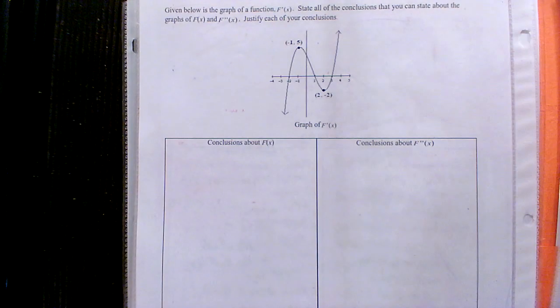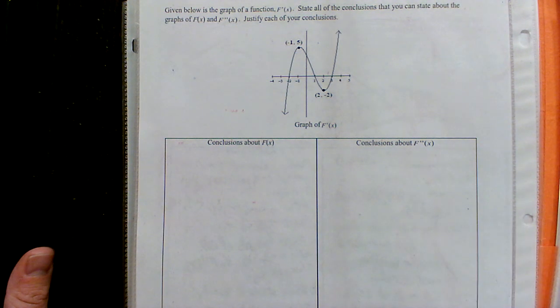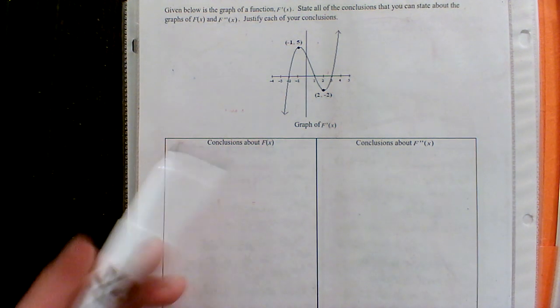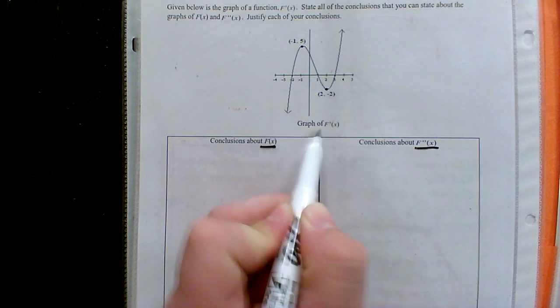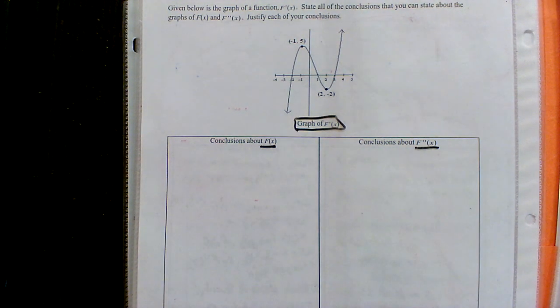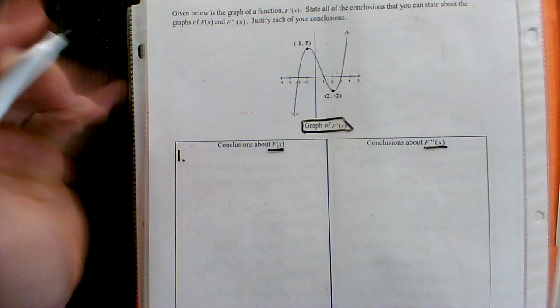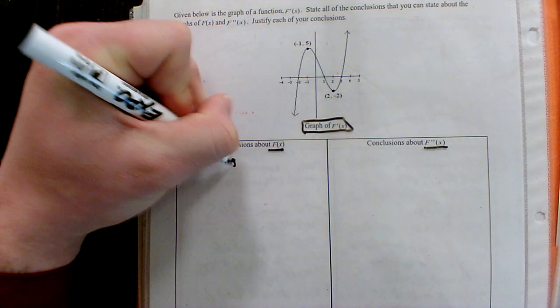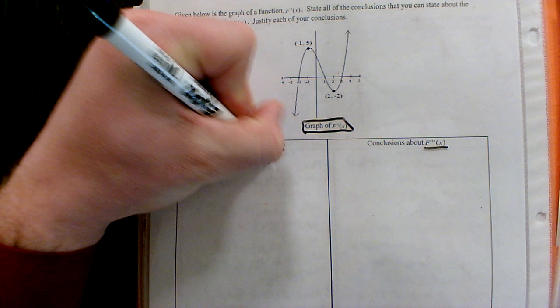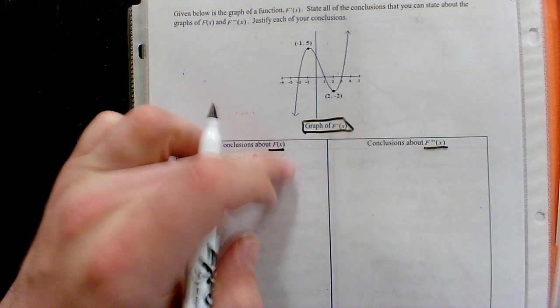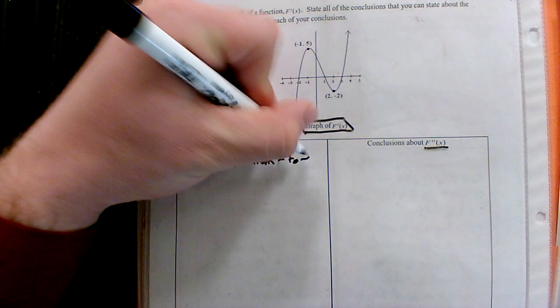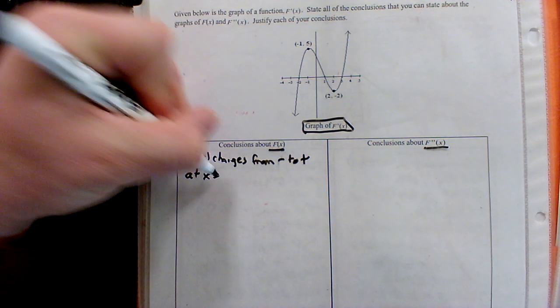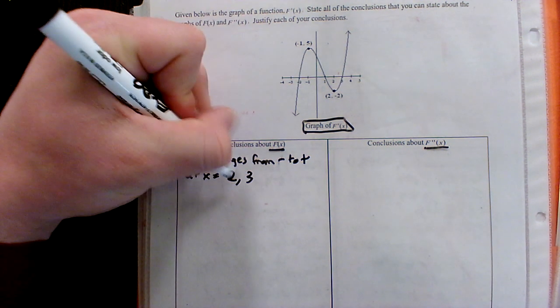So now we're looking at the graph of the first derivative. So what they want us to do on the back now is state anything that we can tell about the original function or anything we can tell about the second derivative. And we're dealing with the first derivative. Okay? First one, f prime of x. So first derivative, f prime of x, changes from negative to positive at x equals -2 and at 3.